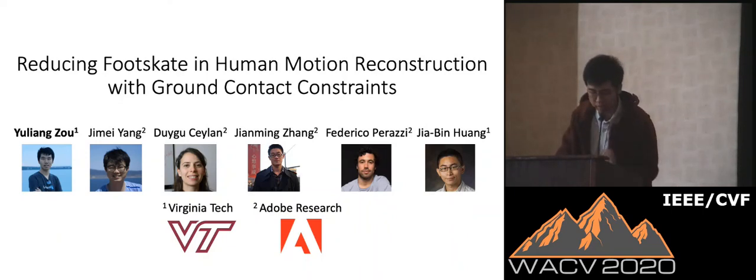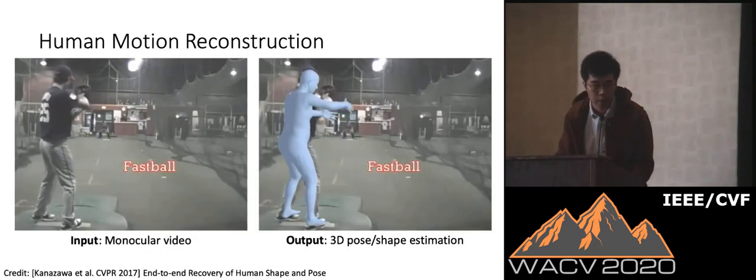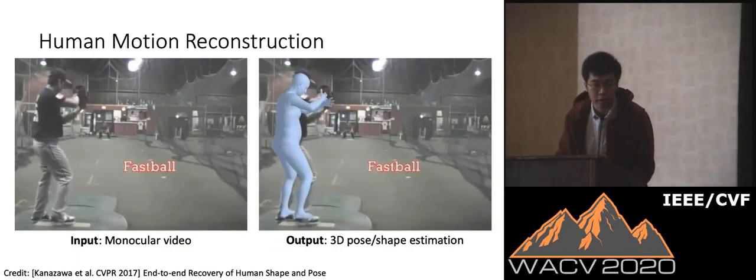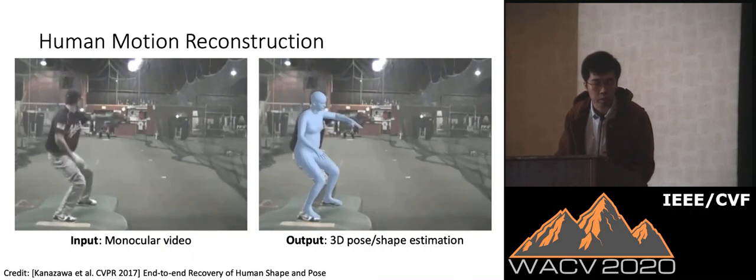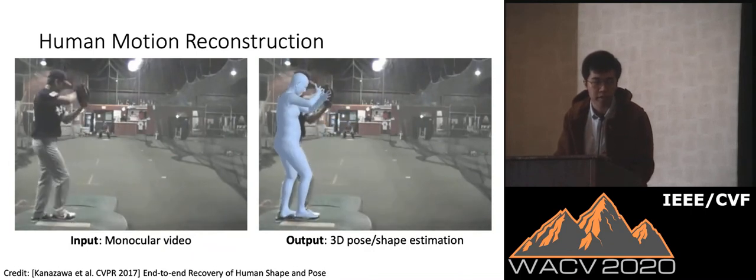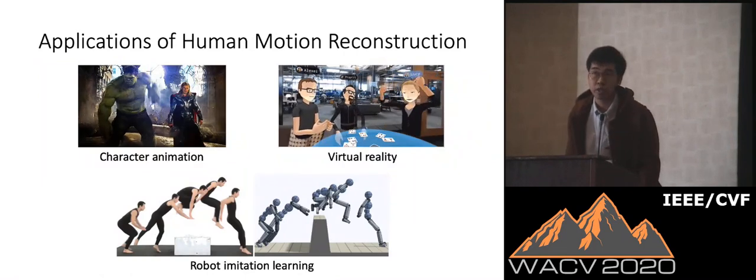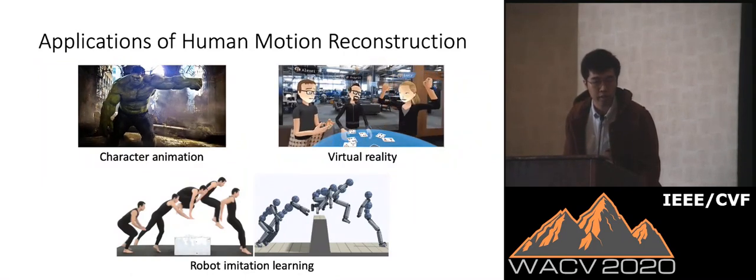So hi everyone, this is Yuliang. Today I'm going to present our work, Reducing Foot Skate in Human Motion Reconstruction with Ground Contact Constraints. So given a monocular video, we aim to reconstruct the 3D pose and shape for each frame. This is a fundamental problem in computer vision, and it has a lot of applications, for example, character animation, virtual reality, or robot imitation learning.